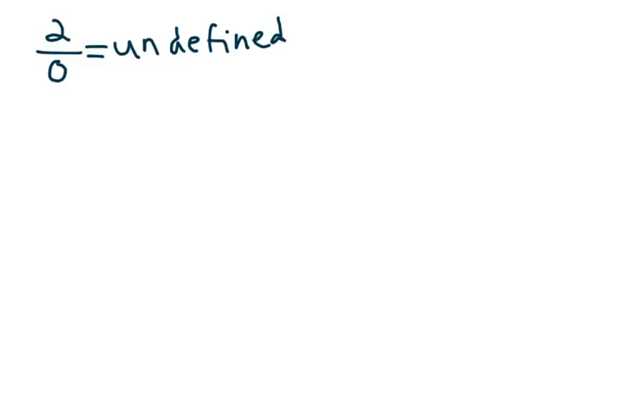So once we know this fact, we're going to use this and just tweak it a little bit. 2 is just a constant number, right? So I'm going to assign it a variable. I'm going to say k, for constant, any constant number you want to plug in, okay? And then over 0. So that also is an undefined slope.